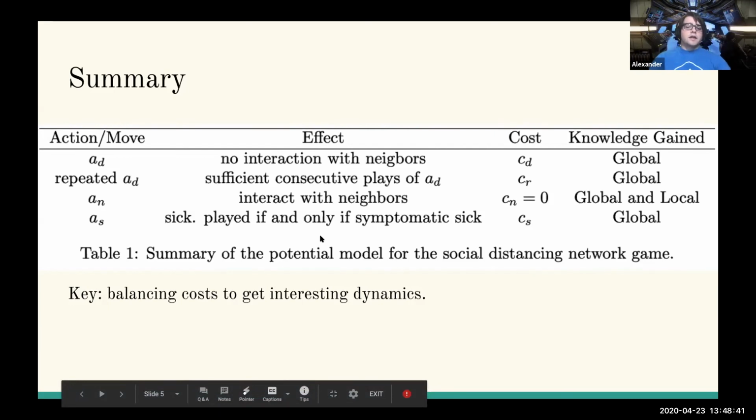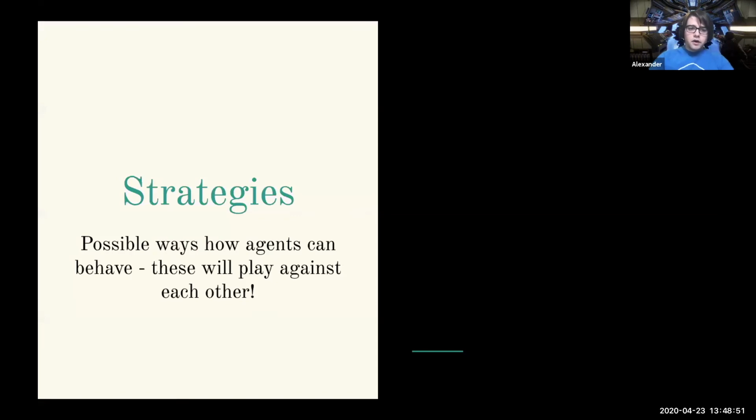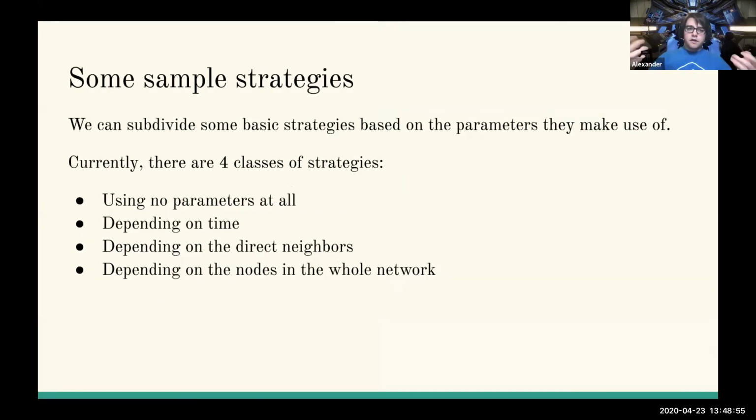So the key here is that each player is trying to balance their costs in order to obtain the optimal result for them. So what strategies can each of these agents follow, and how are these going to affect what's going on? We can separate the strategies into four general groups. There are the no parameter strategies, which are the most simplistic thing you could possibly do. There are strategies that are only explicitly dependent on time, so they're not looking at any sort of global or local information. They're only doing essentially what they need to do at any given time in order to maximize what they expect their cost function will be. There are strategies that are dependent on your local network, and there are strategies that are dependent only on the global network.